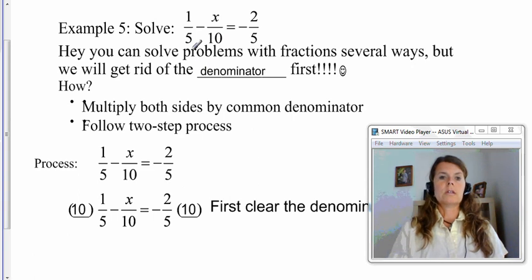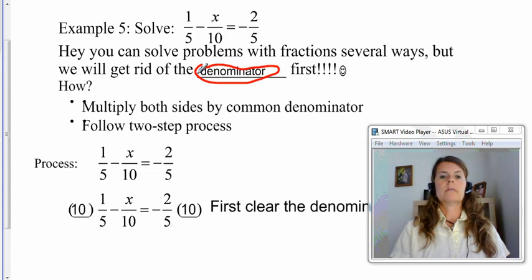Okay, so here's the steps. Hey, you can solve problems with fractions several ways, but we will get rid of, right here, that I believe you have to fill in this blank in your notes. Get rid of the denominator first. How? You multiply both sides by the common denominator, and then you follow the two-step process.